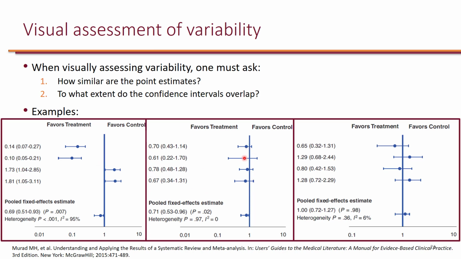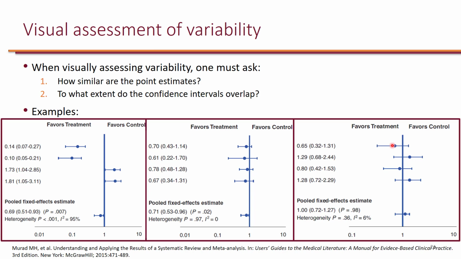In the second example, you can see that all point estimates are close to each other and there's significant overlap with the confidence intervals. So although none of the 4 studies reached statistical significance, when they combined all 4, the results were statistically significant in favor of the treatment, and there was minimal heterogeneity. In other words, when visually assessing this, I can call this a homogeneous meta-analysis.